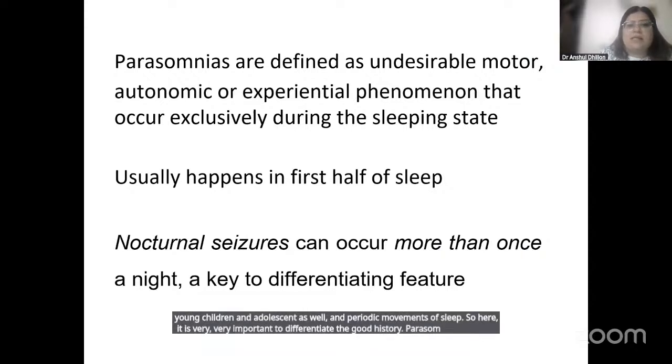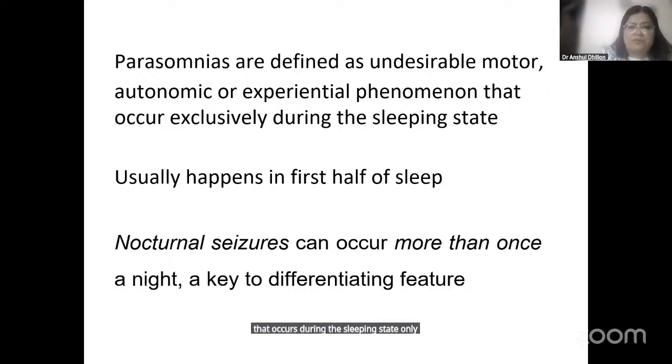Parasomnias are defined as undesirable motor, autonomic, or experiential phenomena that occur during the sleeping state only, and it usually happens in the first half.